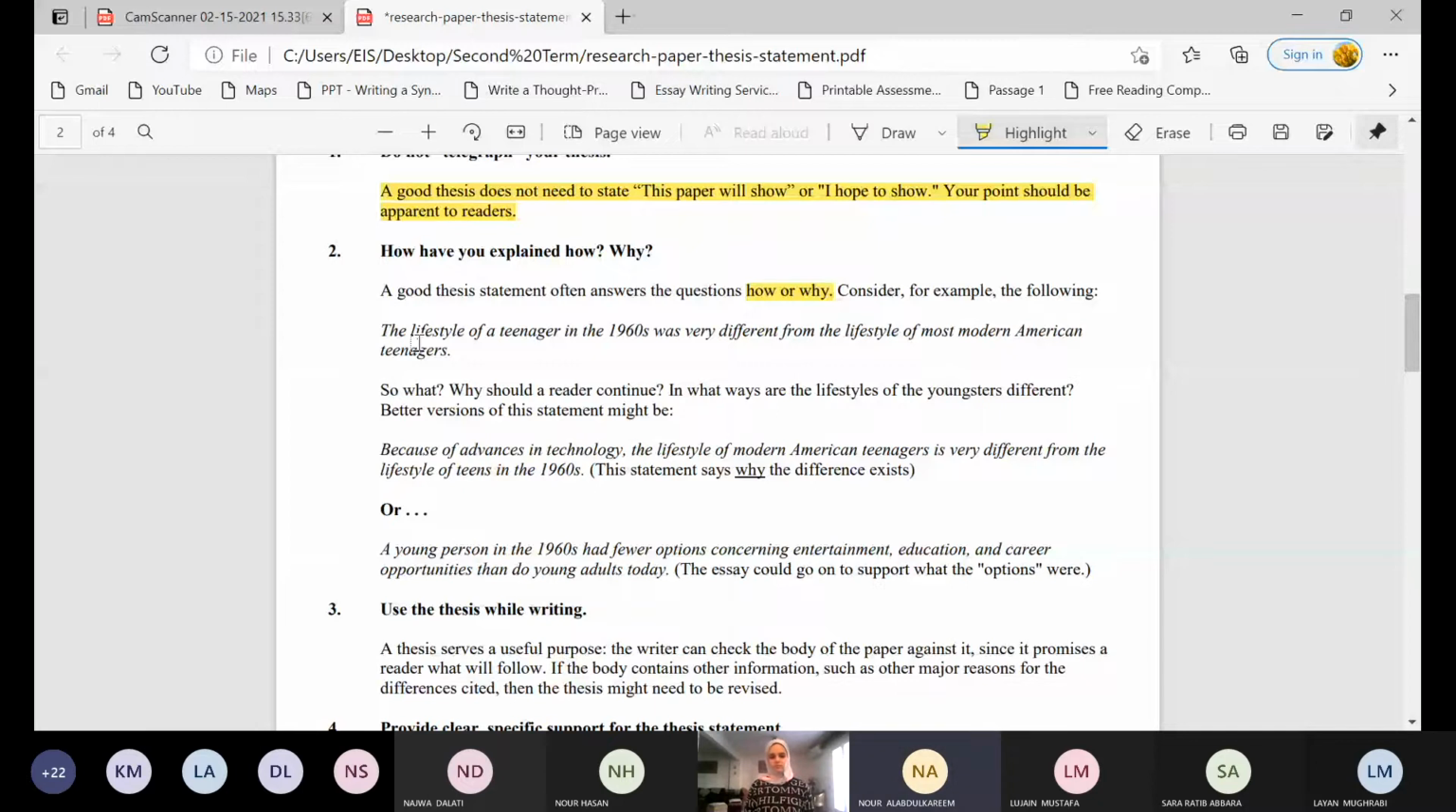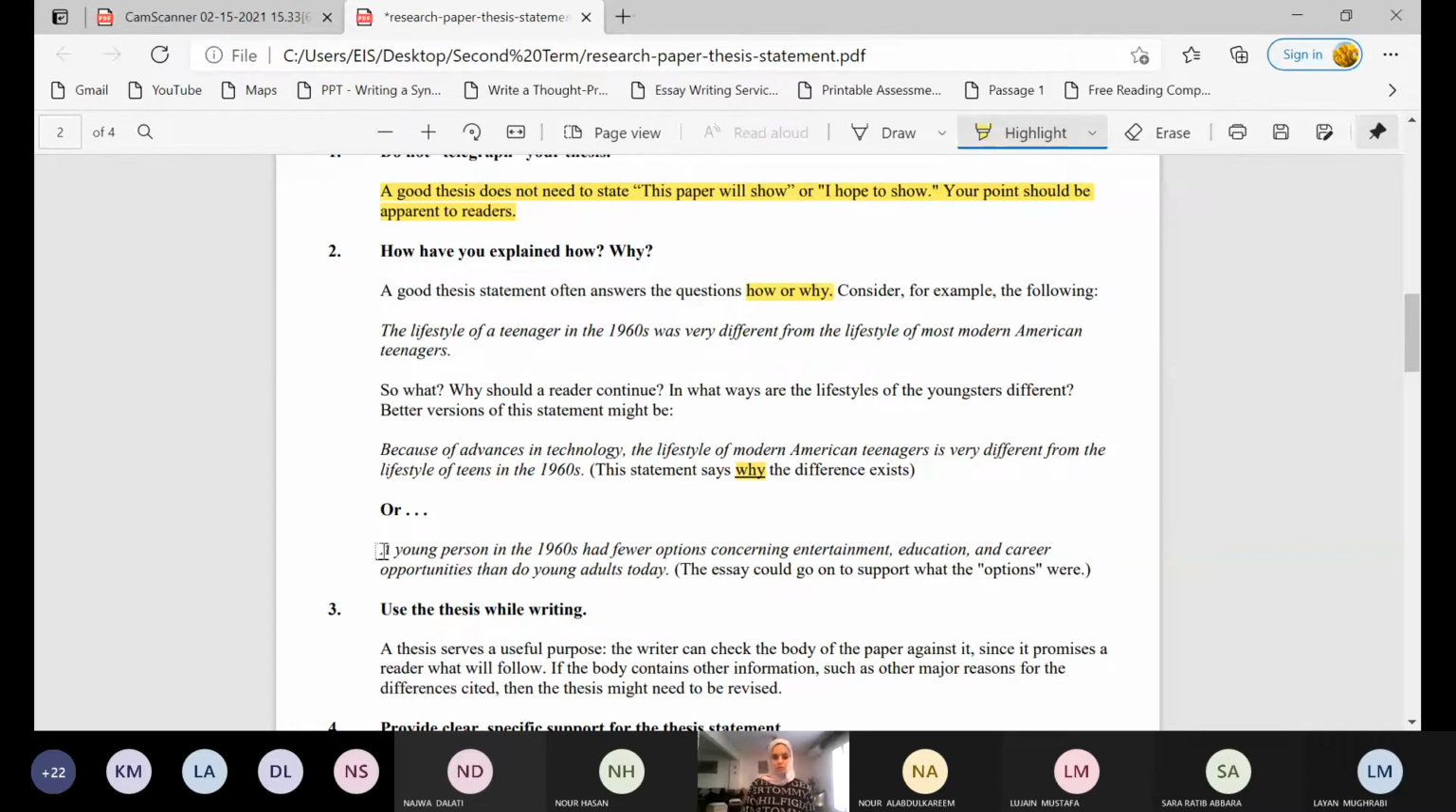So what? Why should a reader continue? In what ways is the lifestyle of the youngsters different? A better version of this statement might be: because of advances in technology, the lifestyle of modern American teenagers is very different from the lifestyle of teens in the 1960s. This says why. It says why it's different: because of advances in technology. Here it is a statement that the life of a teenager in 1960 was very different from now, but here I specified it. Here you mentioned what; here it mentions why and what.